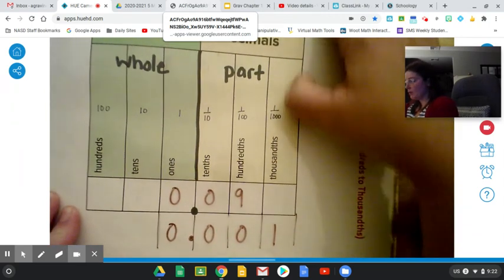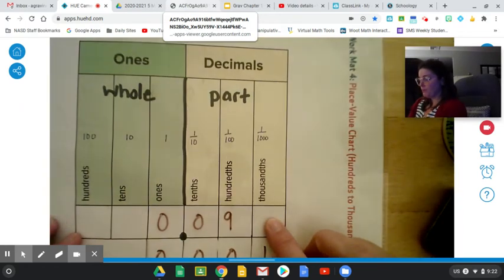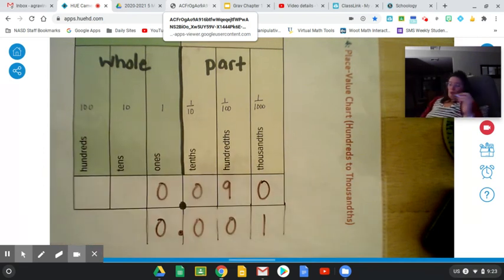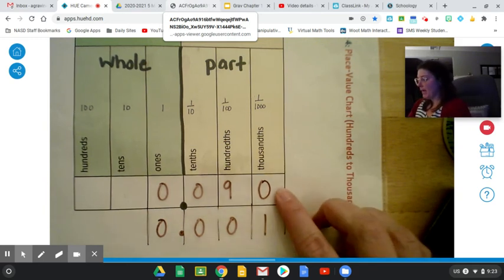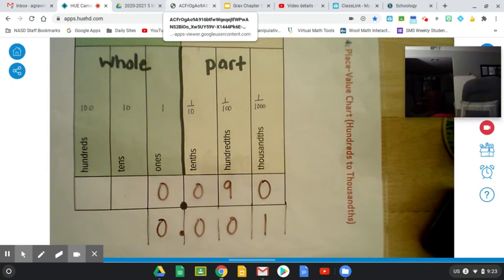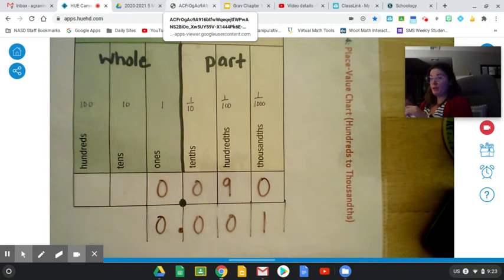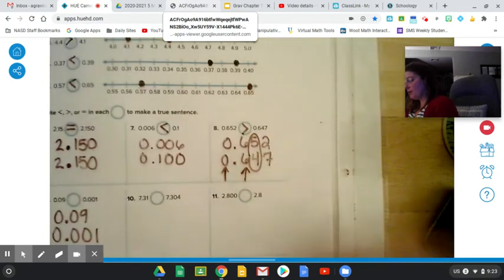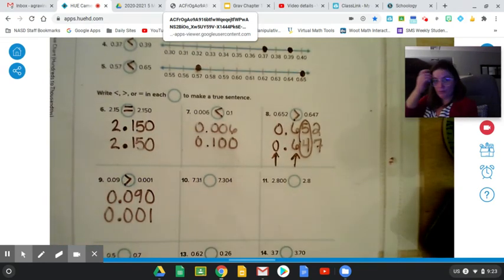Okay, let's make our first number as long in the decimal section as the second number. So I want to annex a 0 so that both of my numbers are in the thousandths place. And now when I compare them, 90 thousandths and 1 thousandth. Well, 90 thousandths is definitely more than 1 thousandth. So Pac-Man is going to eat the greater value.